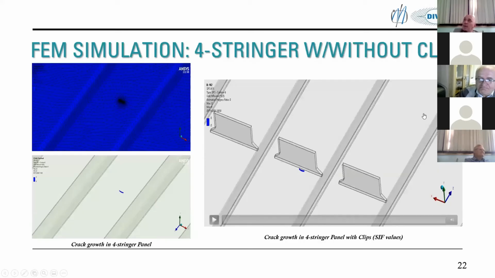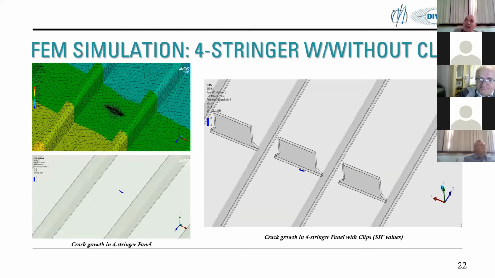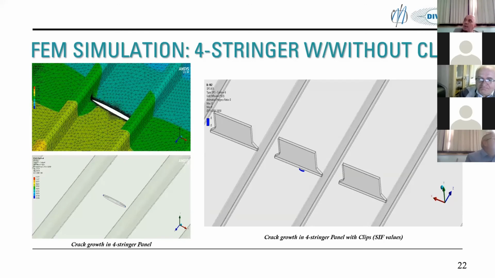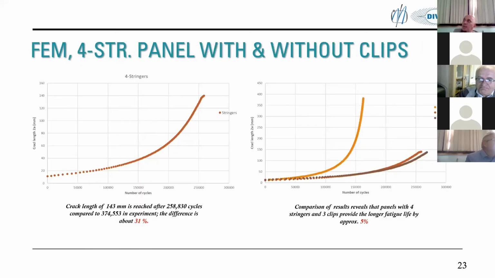The same thing we did in ANSYS using the finite element method, with cracks with adaptable mesh. And we did a simulation with stringers and a simulation with stringers plus 3 clips, as you can see on this biggest simulation. And we didn't get better results. In fact, in the finite element method, we again got a difference of about 31%. So using XFEM or FEM, obviously the results are very similar, almost the same. But there is a difference between the experimental and these results.